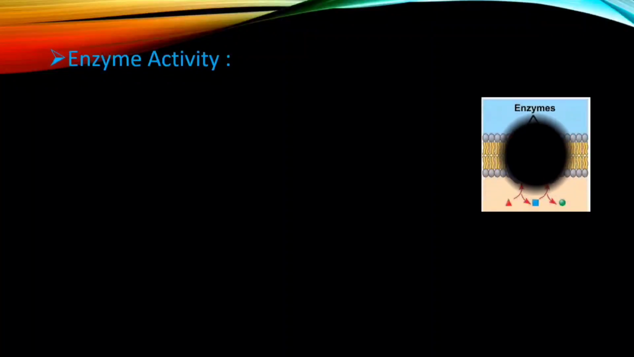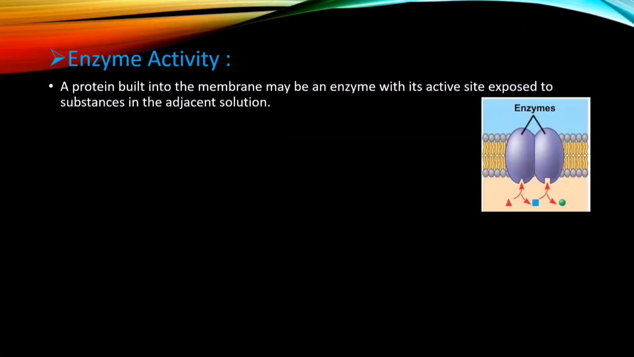This time we have reached the last two functions of the membrane protein. The first is enzyme activity. This is the diagram of the enzyme activity. Now a protein built into the membrane may be an enzyme with its active sites exposed to the substance in the adjacent solution. In some cases, several enzymes in a membrane are organized as a team that carries out sequential steps of a metabolic pathway.